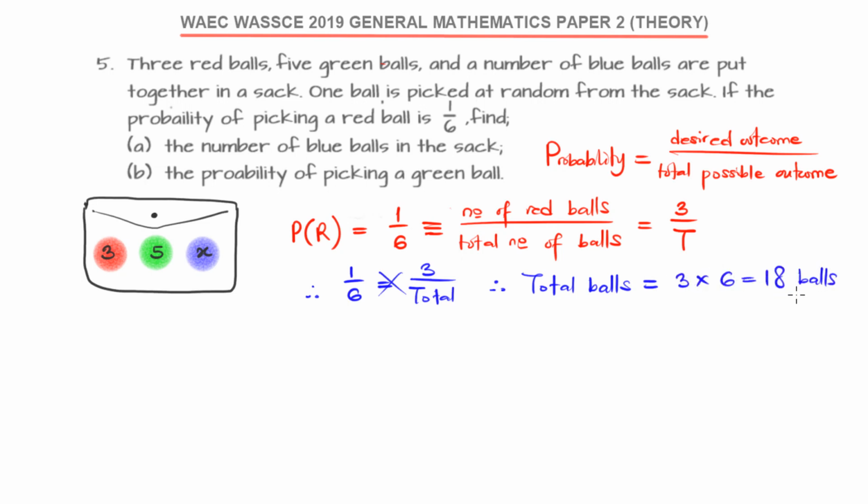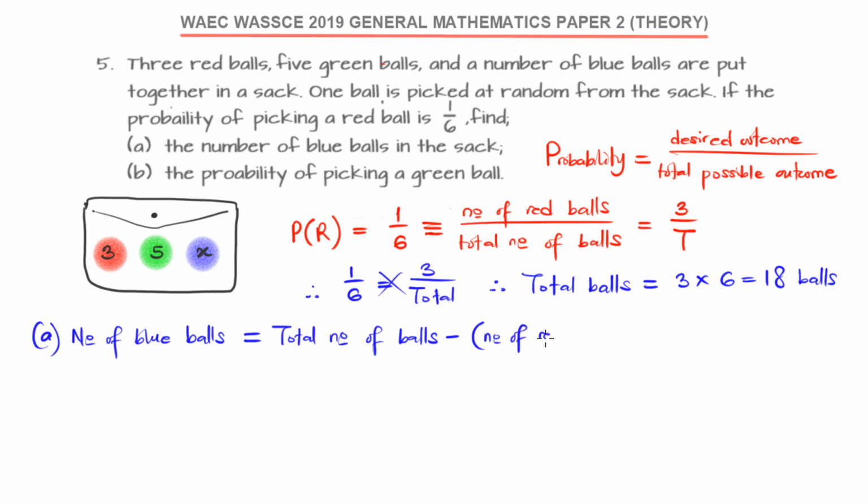So we have 18 balls in total, 3 of them are red, 5 of them are green. So we can find the number of blue balls in the sack as we are asked in question A. From the analogy that we have gotten, the total number of balls is 18, the number of blue balls will be equal to the total number of balls, 18, minus the sum of the green and the red balls. Okay, it will be minus the number of red balls plus the number of green balls.